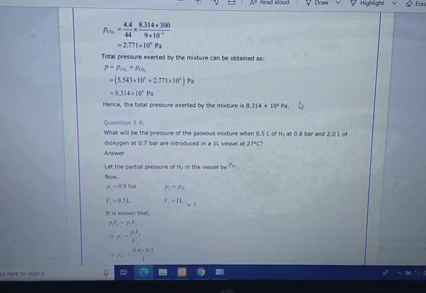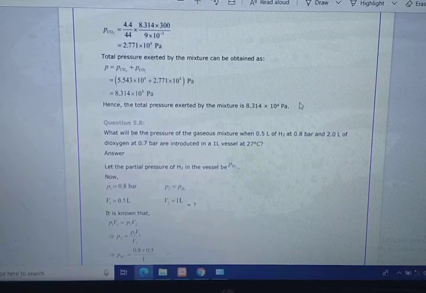Total pressure exerted by the mixture can be obtained as P is equal to partial pressure of methane plus partial pressure of carbon dioxide, that is 5.543 into 10 to the power 4 plus 2.771 into 10 to the power 4 Pascal, that is equal to 8.314 into 10 to the power 4 Pascal. Hence, the total pressure exerted by the mixture is 8.314 into 10 to the power 4 Pascal.